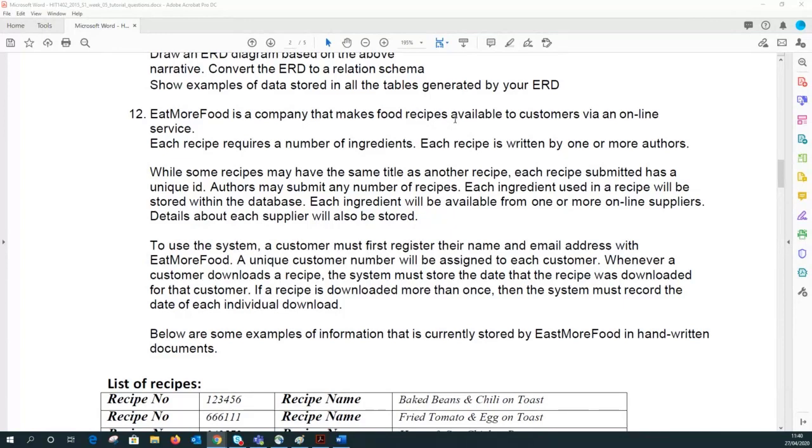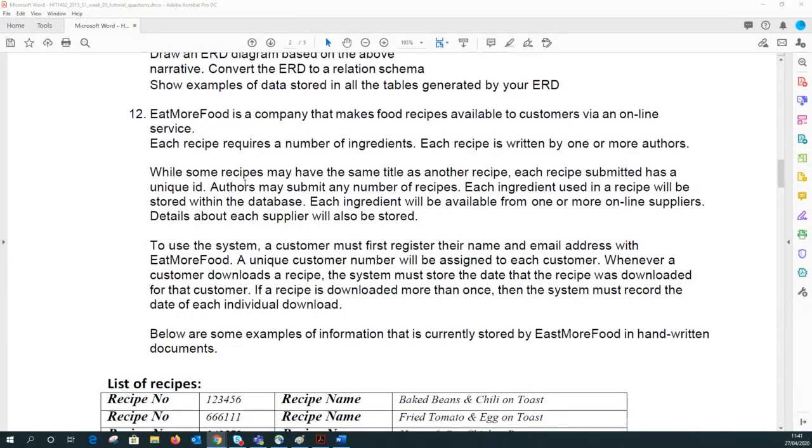So they're talking about food recipes available to the customers. So they're talking about the customers, food recipes. So probably these two may be the entities in our database, right? So each recipe requires a number of ingredients, right? So recipes have ingredients. Now it looks like another entity or attribute. I don't know. Maybe we need to read it. And it's each recipe is written by one or more authors, right? Looks like another entity, right? So authors have written the recipes.